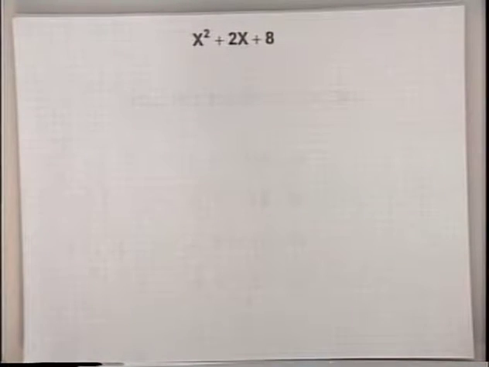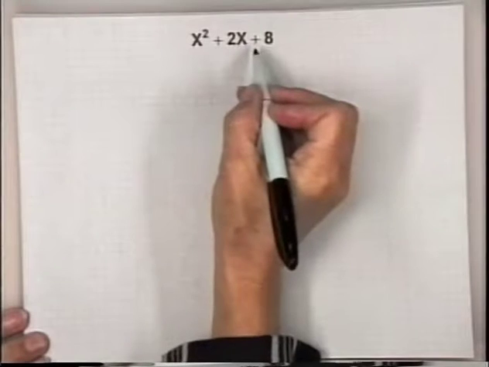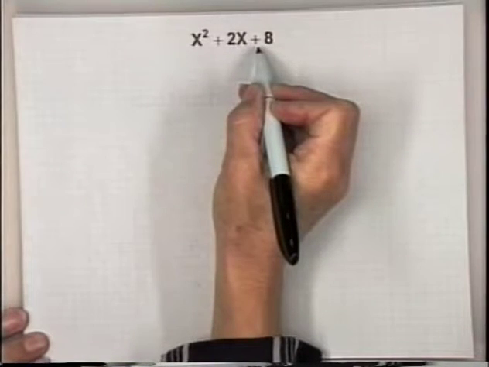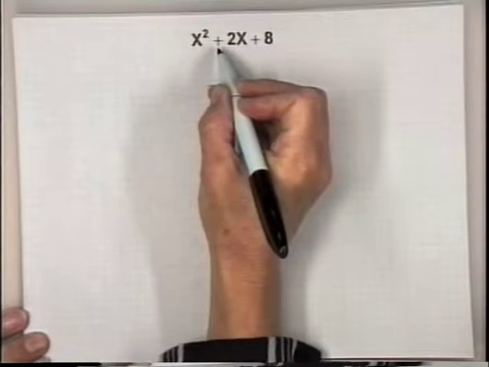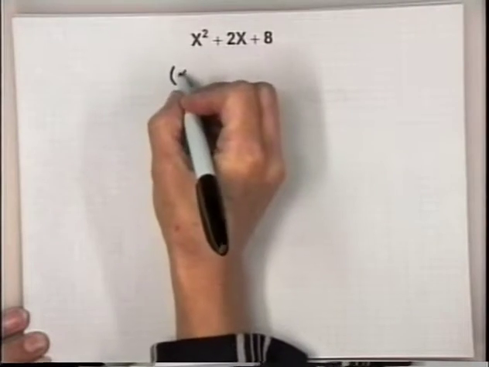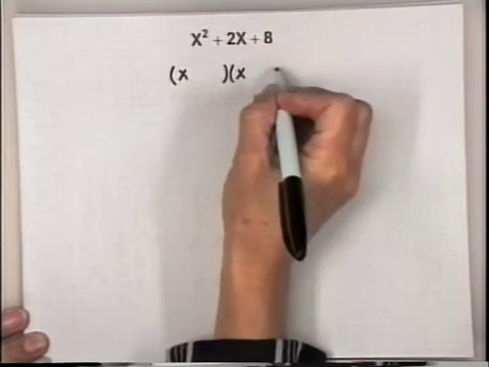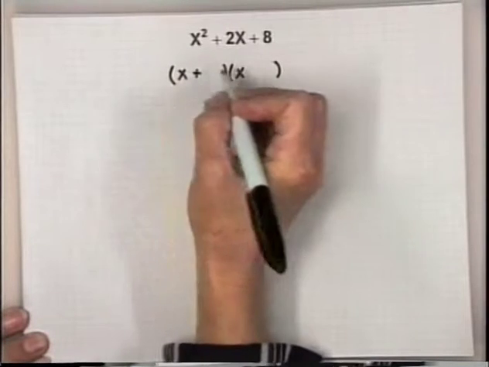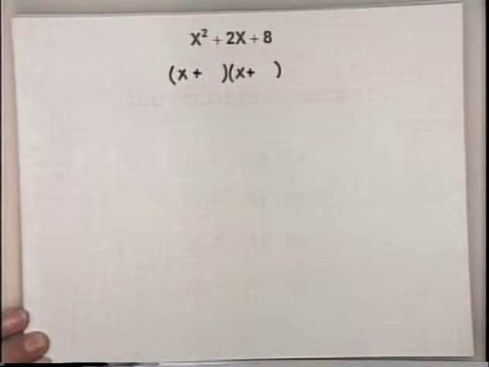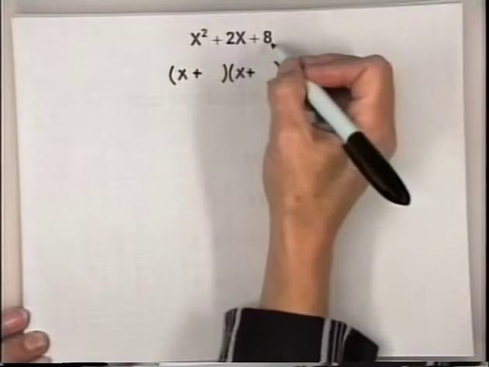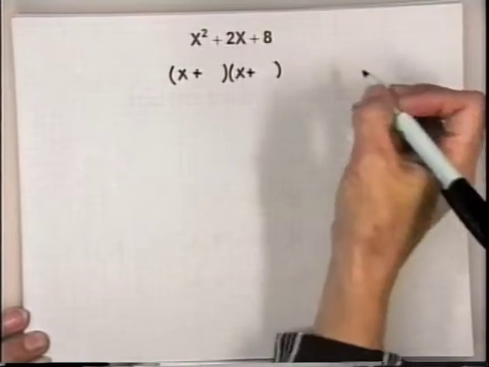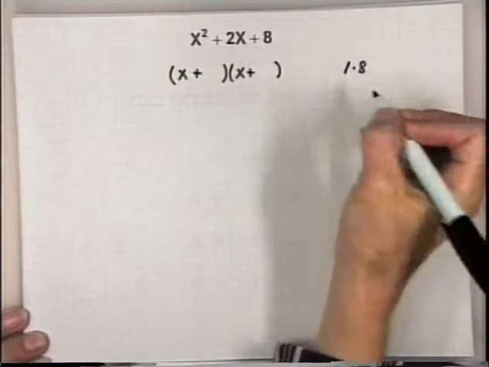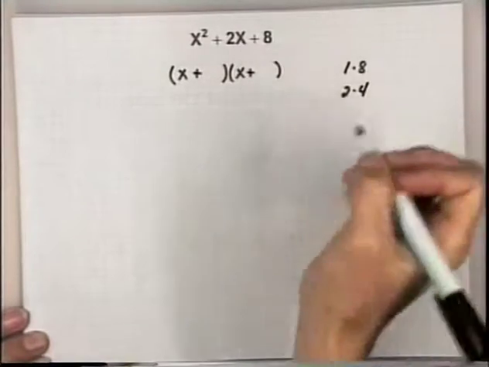X squared plus 2x plus 8. There is not a common factor in this problem. This tells me I will have like signs, both positive. My first terms will both be x's. Since I know that I have like signs, I'm going to put those plus signs in. We need to use factors of 8 here. That could be 1 times 8 or 2 times 4.